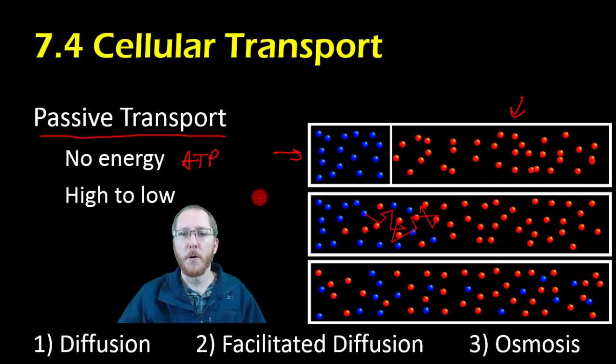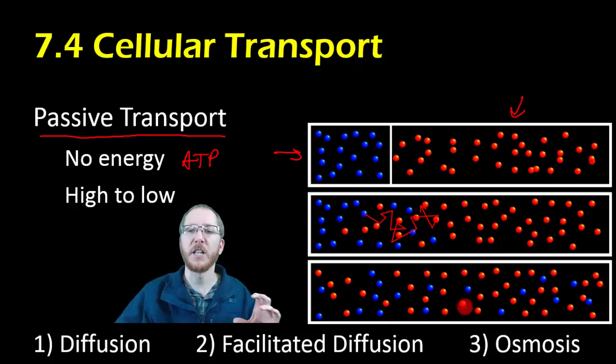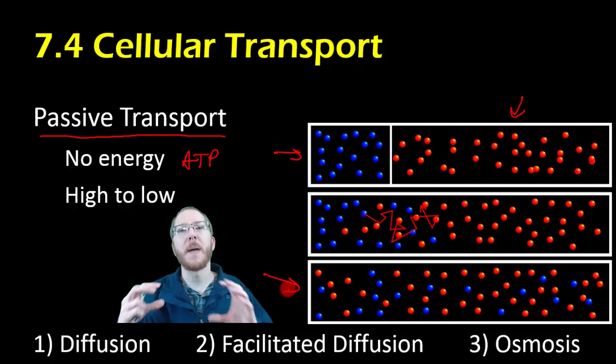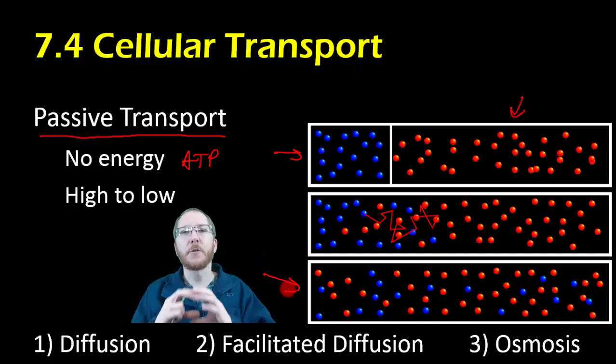So the blue particles are going to randomly start to move over towards the right, and the red particles are going to start to randomly bounce around towards the left until eventually we reach this equilibrium. We reach this point where they're balanced out. And so now they're both evenly spread throughout the container.